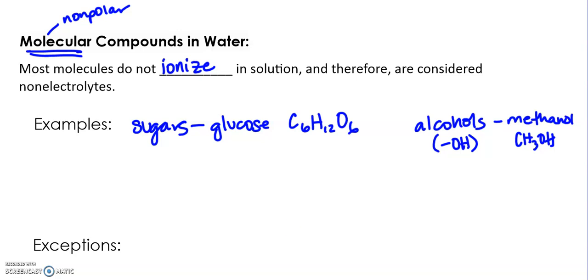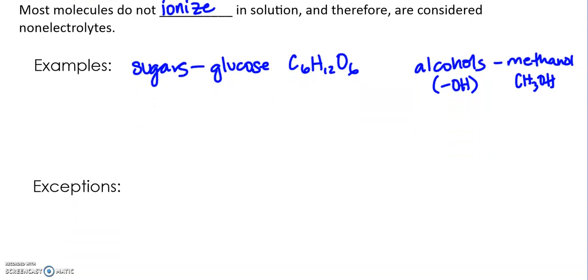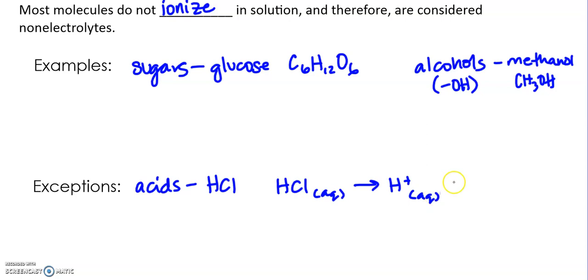All right, there are a couple exceptions to molecular compounds ionizing. Things like acids and bases, so acids like HCl. So hydrogen can be a cation, so this would ionize. HCl in aqueous solution would actually dissociate into hydrogen with a plus charge and chlorine with a minus charge.